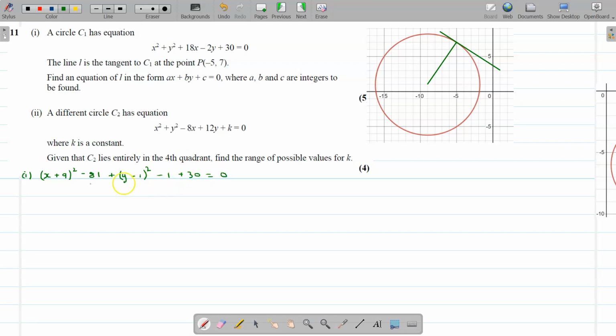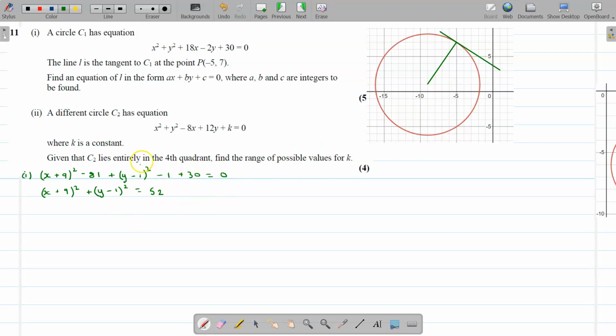Now if we just move everything across, we get x plus 9 squared plus y minus 1 squared, and that equals 52. So it's giving us the center of the circle, which we can see is the point -9, 1, and it's giving us the radius, which is clearly going to be root 52.